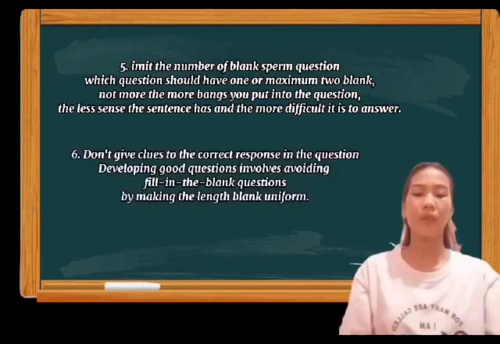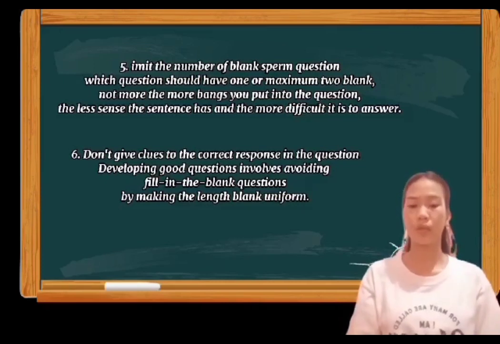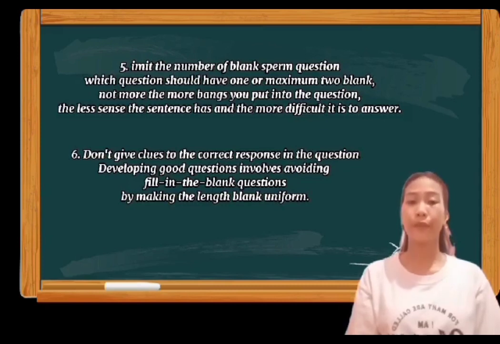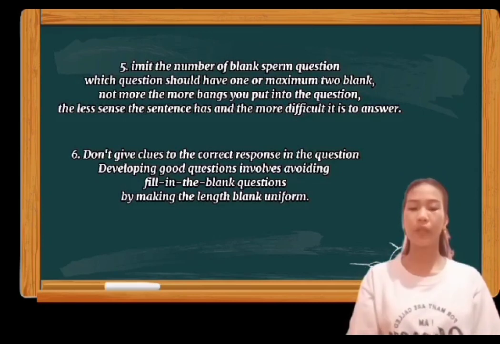The next one is don't give clues to the correct response in the question. Developing good questions involves making the blank length uniform. This prevents learners from assuming the target term fits as they search their internal information for a specific length, which doesn't test knowledge.